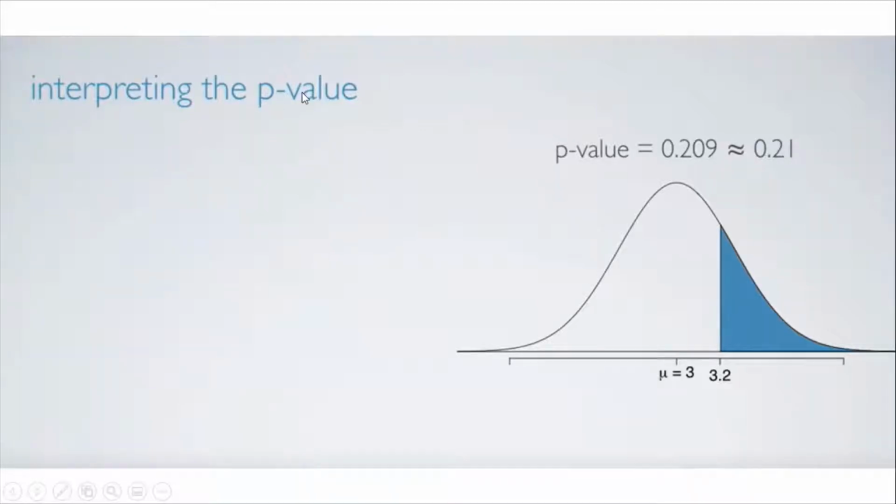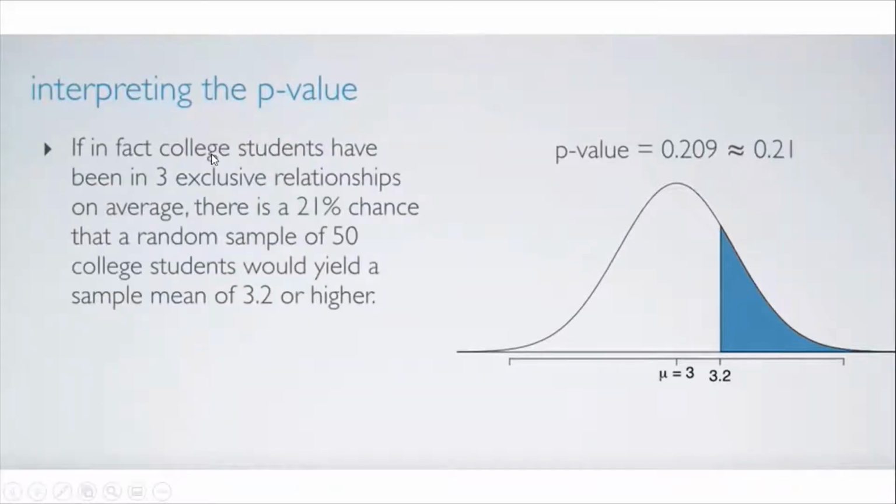Okay, so how do we interpret the p-value? If in fact a college student has 3 exclusive relationships on average, there is a 21% chance that a random sample of 50 college students will yield a sample mean of 3.2 or higher. Okay, so this is how you should understand the p-value. Based on our data, we know that college students have 3 exclusive relationships, and then we look at the p-value of getting 3.2 given the null hypothesis is true.